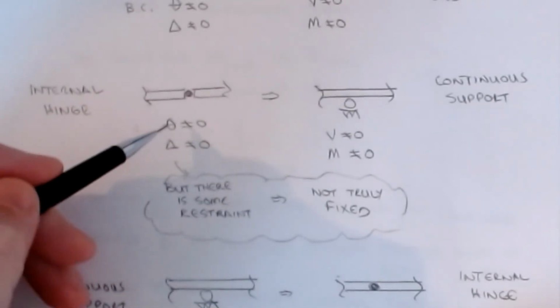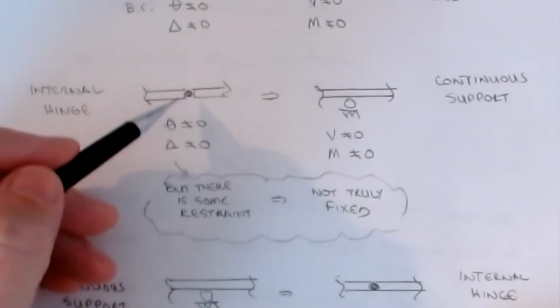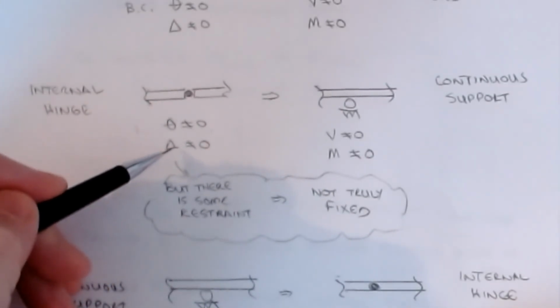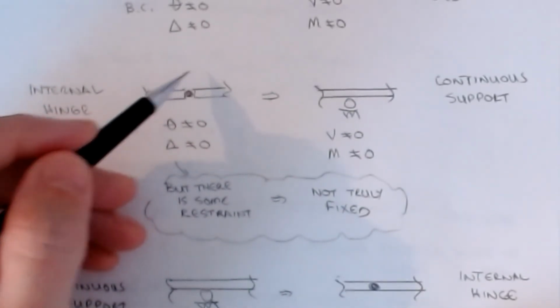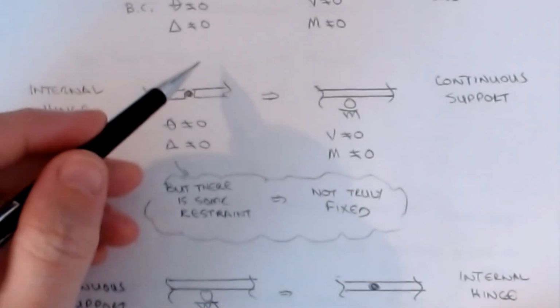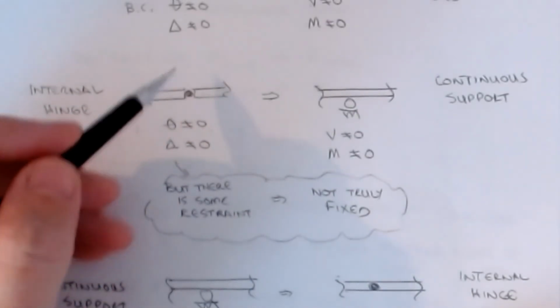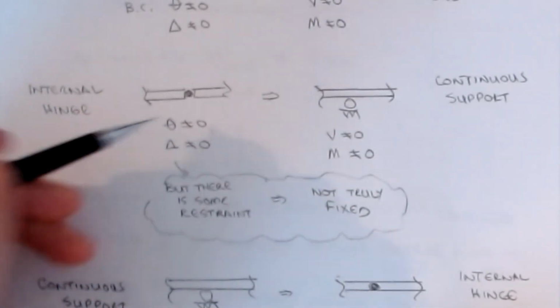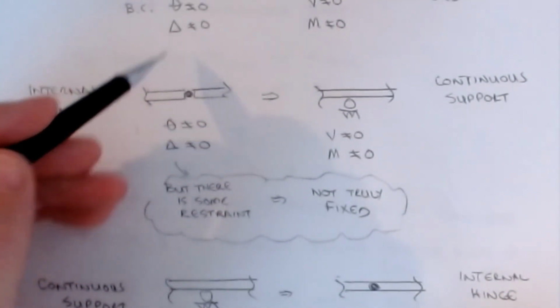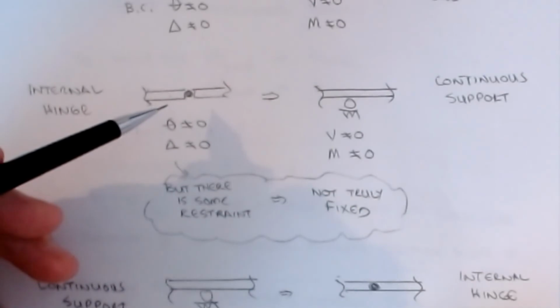Okay, but if you think about this, while there's no restraint on theta, there is a little bit of delta restraint: if this side wants to move down, this guy's got to hold it up. Now, it's not fully free to move, and it's not fully restrained. It's kind of an in-between status. So there is some restraint, and our idea of using those boundary conditions to call this fixed doesn't necessarily apply.